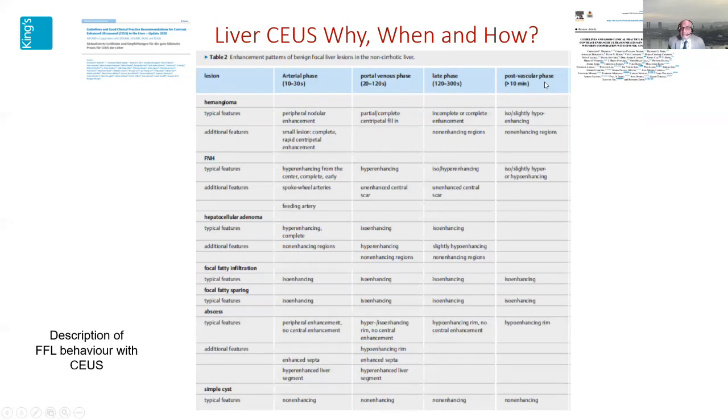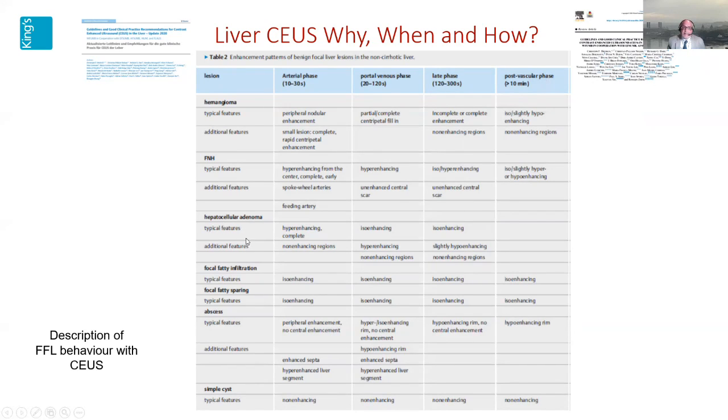The post-vascular phase is something that can occur up to 10 minutes after the injection of contrast, but only with specific contrast agents. And the post-vascular phase refers in this particular instance to Levovist, which is no longer available, but more importantly now to Sonazoid, which has this post-vascular phase.